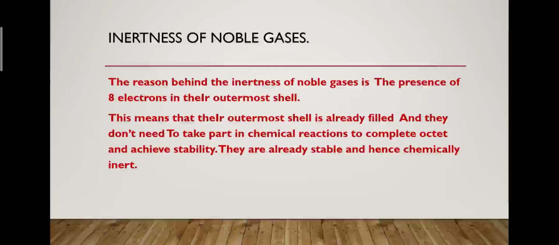Next is inertness of noble gases. One of the students has asked me, madam, I cannot understand the inertness of noble gases. So in class 6, when you learned about pure substances and impure substances, mixtures, we learned about elements and compounds. I explained that elements are classified into four types: metals, non-metals, metalloids, and noble and inert gases. In that category are helium, argon, krypton, and so on.